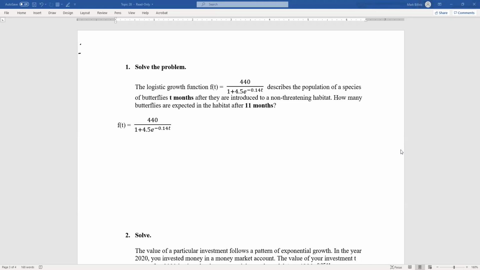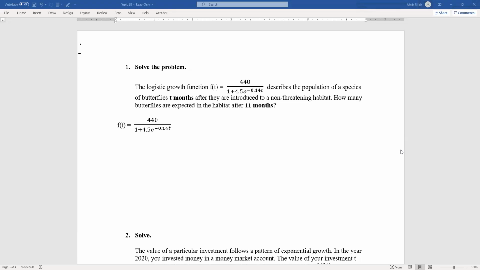So we're asked to solve the problem. The logistic growth function f of t equals 440 over 1 plus 4.5e raised to the negative 0.14t describes the population of a species of butterflies t months after they are introduced to a non-threatening habitat. How many butterflies are expected in the habitat after 11 months?